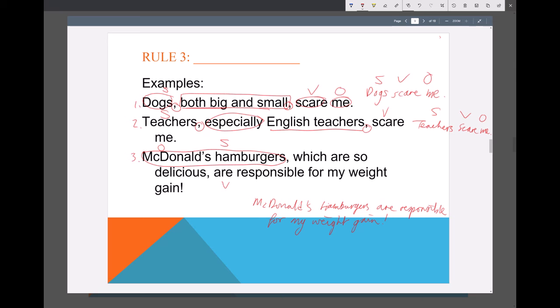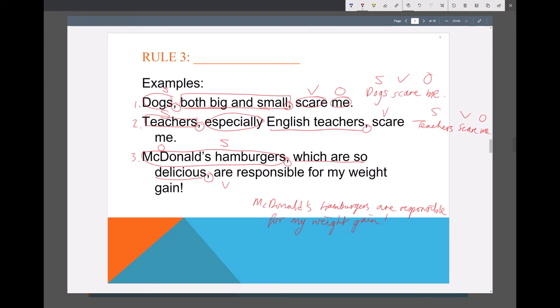See? And then there's an interruption here, which are so delicious. So what about these McDonald's hamburgers? Well, the writer thinks that they're delicious. Just wanted to add it in there. It's using the commas to add it at the right place after the subject. You see? Dogs, both big and small, teachers, especially English teachers, and McDonald's hamburgers, which are so delicious.